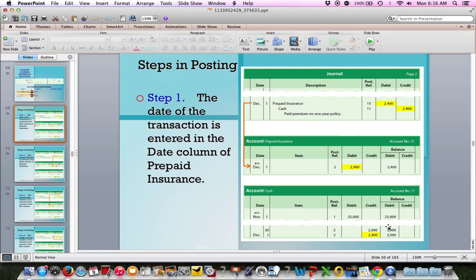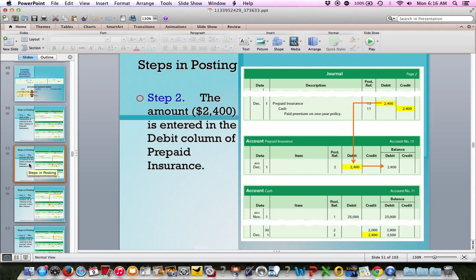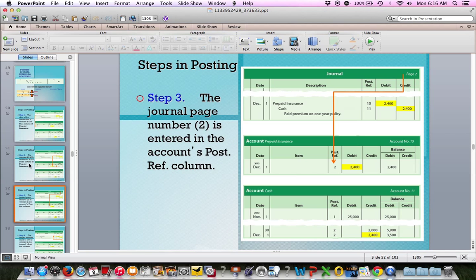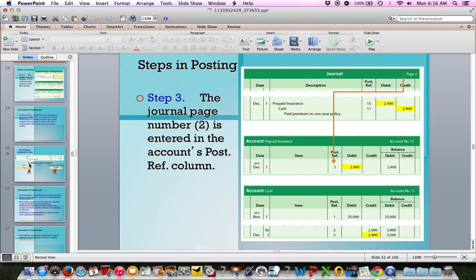So for cash, for example, because there are several transactions, we had the initial deposit of $25,000, and then on November 30th we had a credit which would subtract out. We had December 1st another credit. So all you're really doing is taking whatever the balance is, so 5,900 minus 2,400 equals 3,500. Just keeping a running tally of what you have. Okay, so you can just see we transfer the 2,400 right there. And you can see how that works.